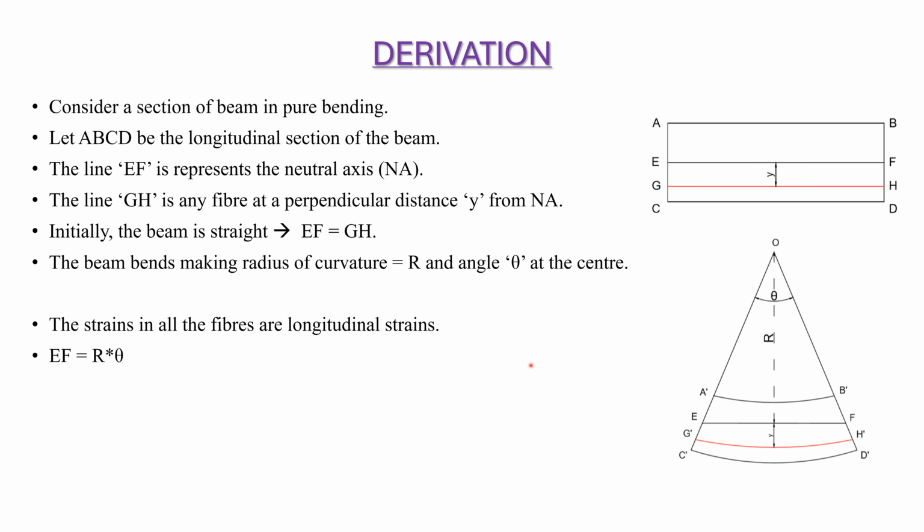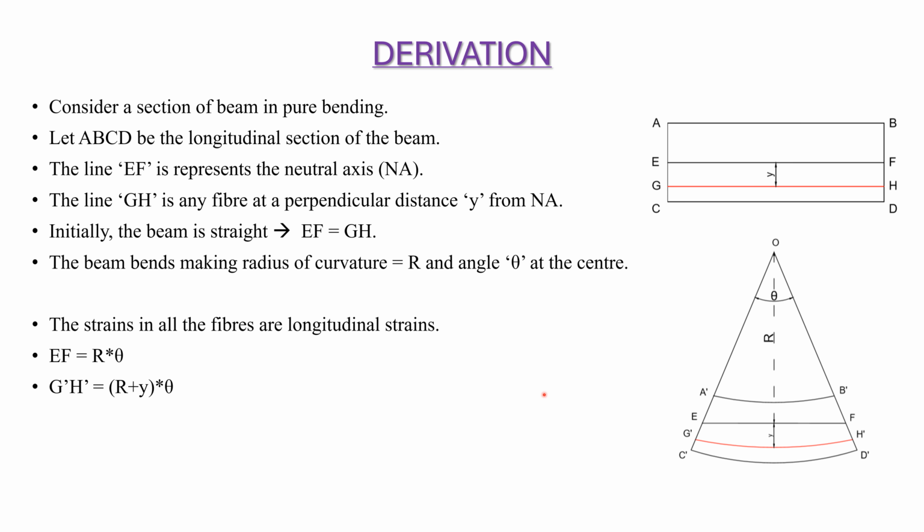Now if we consider EF, that is the fiber which is at the neutral axis, its length will be calculated as R into theta, because assuming this is an arc which makes angle theta here at the center, the length of this arc EF will be R into theta. Similarly, if I consider the length of this arc, that is G dash H dash, it will be R plus Y into theta, because this is the radius of curvature R up to the neutral axis. Then this G dash H dash is at a distance Y from the neutral axis. Therefore, the length of this G dash H dash fiber from the center will be R plus Y into theta.